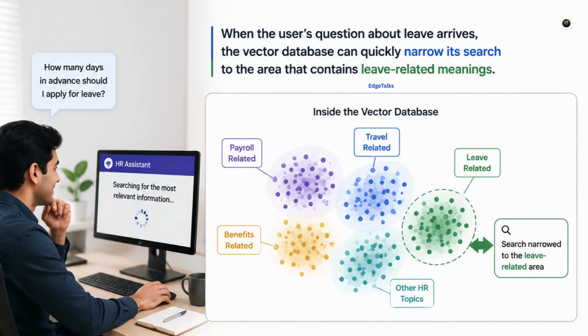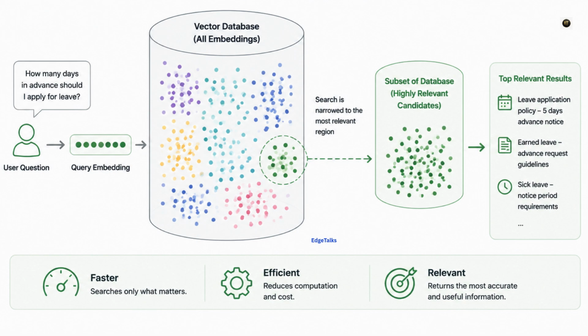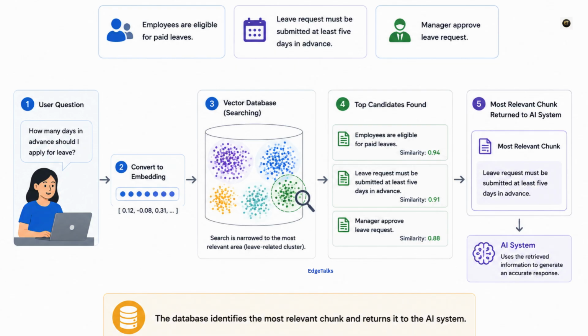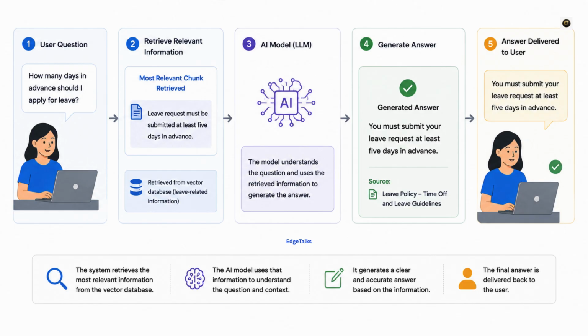When the user now asks a question about leave, the vector database can quickly narrow its search to the area that contains leave-related meanings. Instead of searching the entire database, it searches only a much smaller set of highly relevant candidates. Among those candidates, it may find chunks such as, employees are eligible for paid leave. Leave requests must be submitted at least 5 days in advance. Manager approves leave requests. The database identifies the most relevant chunk and returns it to the AI system. The AI model can then use this information to generate the final answer.